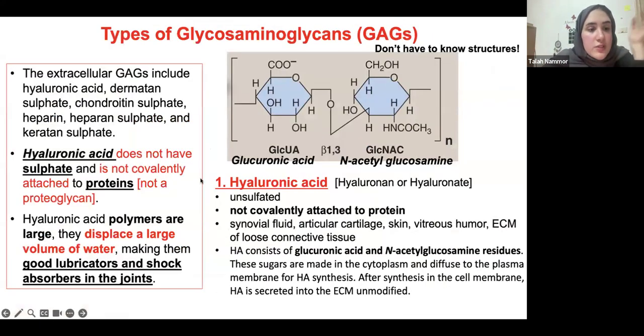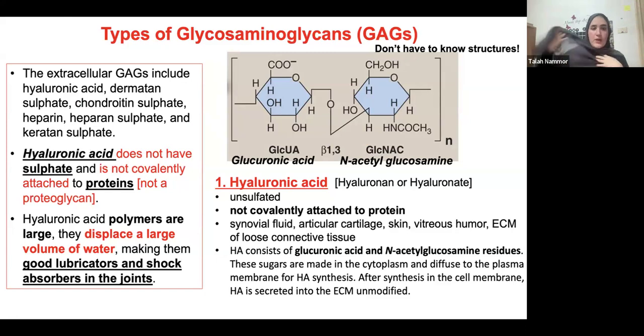Now let's talk about the different types of glycosaminoglycans. We have 5 different ones that we're going to talk about today: hyaluronic acid, dermatan sulfate, chondroitin sulfate, heparin and heparan sulfate, and keratan sulfate. All right? Now let's start with hyaluronic acid. Hyaluronic acid does not have a sulfate. And it's not covalently attached to a protein.